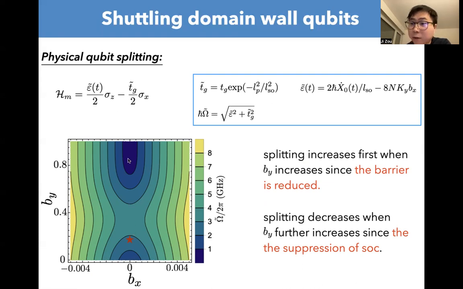However, when the By is very large, we would get a relatively large net magnetization due to this applied magnetic field, and then we would get another spin Berry phase effect, or effectively this spin-orbit coupling, that would suppress this tunneling process.